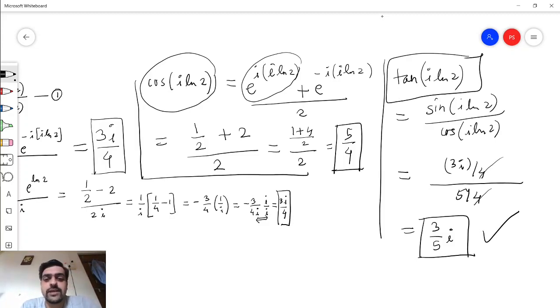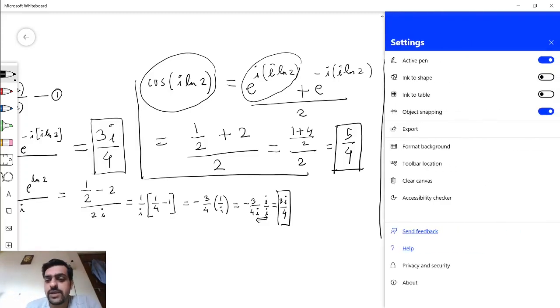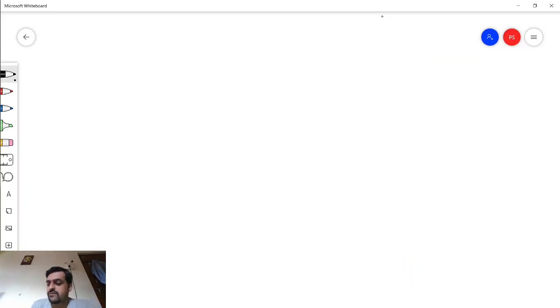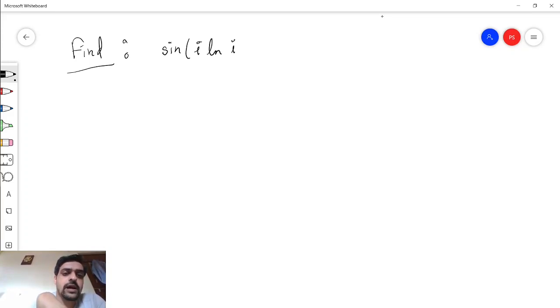So this was a very lengthy problem, but we have to pay attention to each and every step. Now let me just clear this canvas and we will start with a fresh example. Suppose we are asked to find out or simplify this term, sine of i log i. How much is the value of sine of i log i?